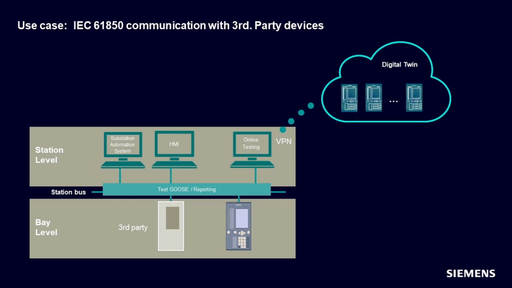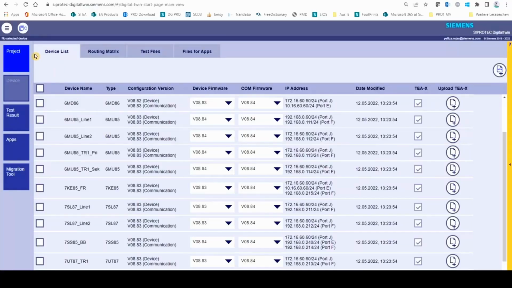So, what we need to do is use our local computer as a bridge. Therefore, today, I'm going to show you how to install and configure this bridge application. The local PC shall have two Ethernet communication cards, one with internet access for the connection to the cloud where the SIPROTEC Digital Twin runs, and the other for the connection with the local network.